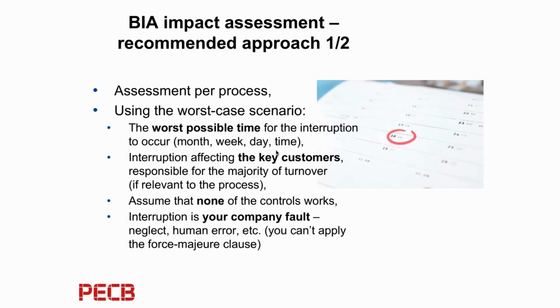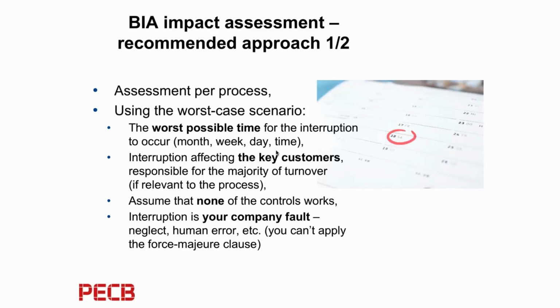So we start from the worst case scenario, and to set the worst case scenario, first we have to answer the question, what would be the worst possible time for the interruption of my process? And by the worst possible time, first we are asking which season of the year, which quarter, or maybe which month, let's say December, and in this month, which week. And for instance, in the retail sector, it's usually the second week of December, because this is when all the people are going to purchase gifts for Christmas, or food, or some services.